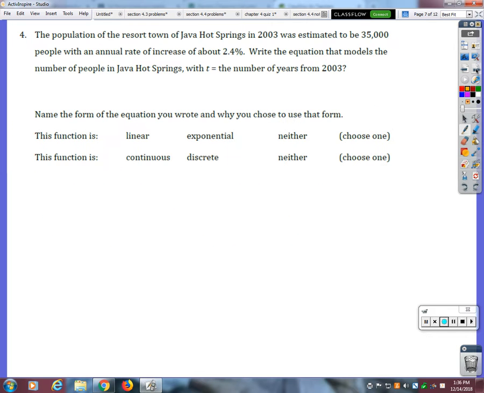I think that we should do 2 more. That'll get us halfway through these, and then we can finish the other half on Monday. Okay? All right, so next one says the population of the resort town of good old Java Hot Springs in 2003, you go girl, is estimated to be 35,000 people with an annual rate of increase of about 2.4%. Write the equation that models the number of people in Java Hot Springs with T equaling the number of years starting in 2003. Okay, go.